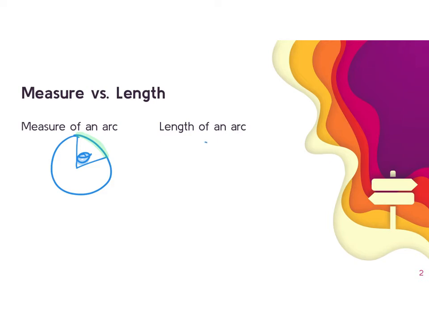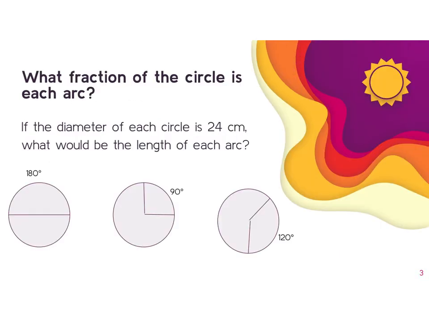Now, if we're asked to find the length of that same arc, you are going to consider the actual length of this. So if you were to put a tape measure around it, what would that tape measure say? It has nothing to do with, or is not related to, the central angle. The measure of an arc is in degrees. The length of the arc could be in inches, it could be in feet, lots of things, but it's not in degrees.